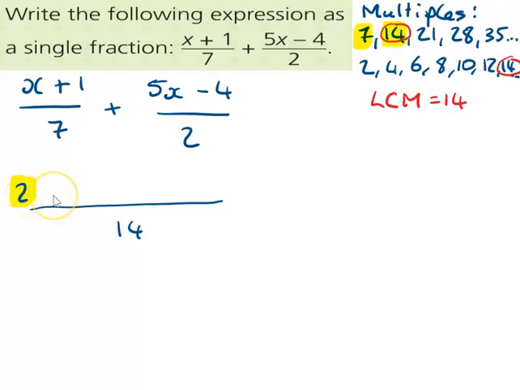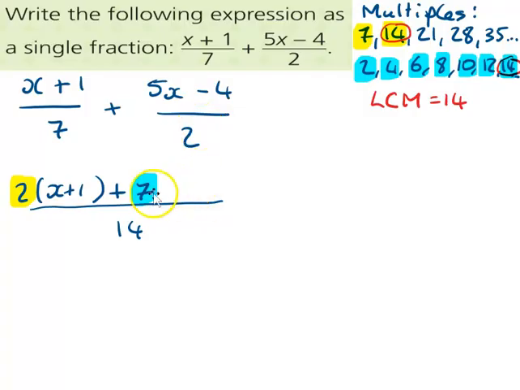Then we're going to have an empty set of brackets, and we're going to put x plus 1 into the brackets. We bring down the plus, and then we're going to say how many times does 2 divide into 14? 2 divides into 14 7 times, or we can just count along the multiples. 1, 2, 3, 4, 5, 6, 7. Then we're going to have an empty set of brackets beside the 7, and we're going to put 5x minus 4 into the brackets.